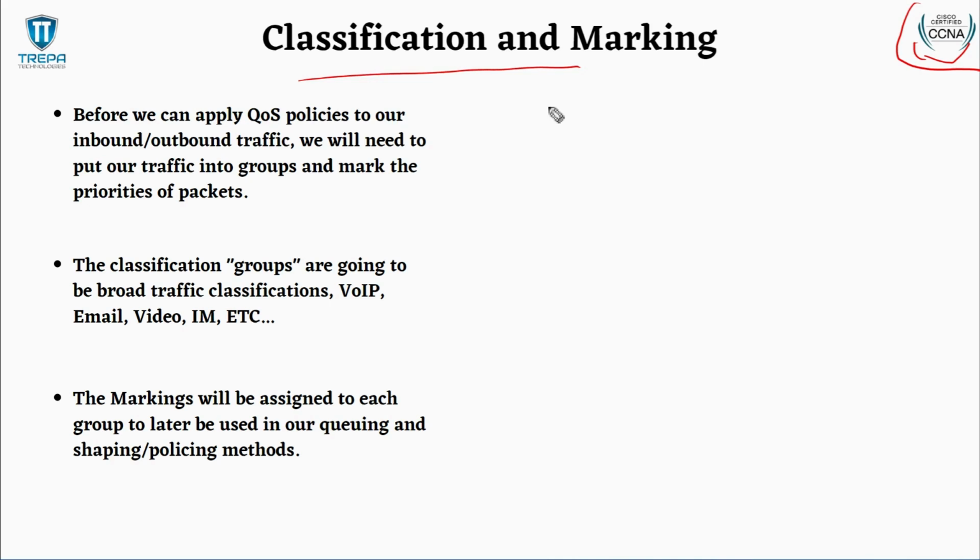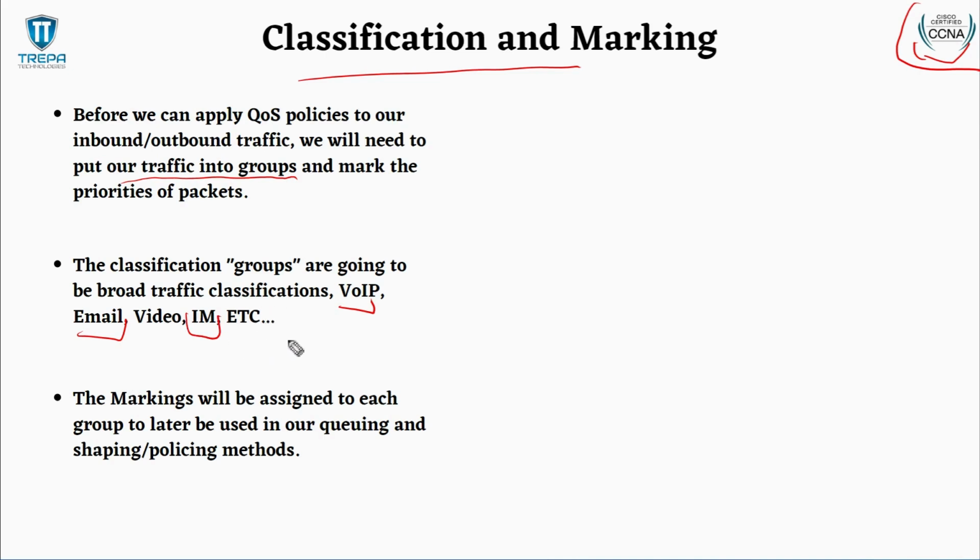So with that being said, before we can apply any traffic shaping, policing, or queuing, we have to mark and classify our traffic. So we need to put our traffic into different groups and mark the priorities of packets. These classification groups, or classes, you're going to learn are called class maps. They can be very broad or very specific. So we can make a whole class of traffic just for VoIP, just for email protocols like POP3, IMAP. We can do a whole classification just for IM.